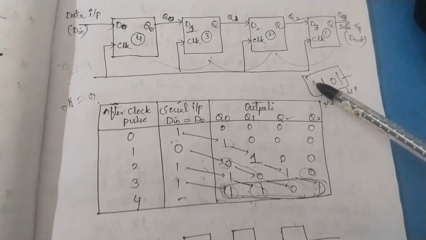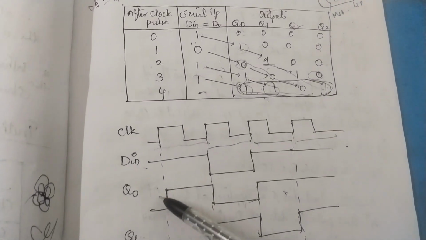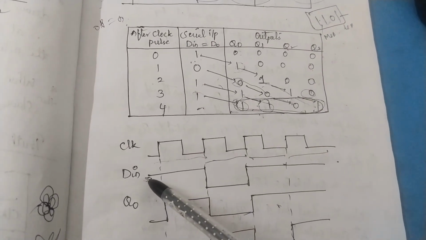So what is the input data we have taken here? 1101. Okay, so here we have what?